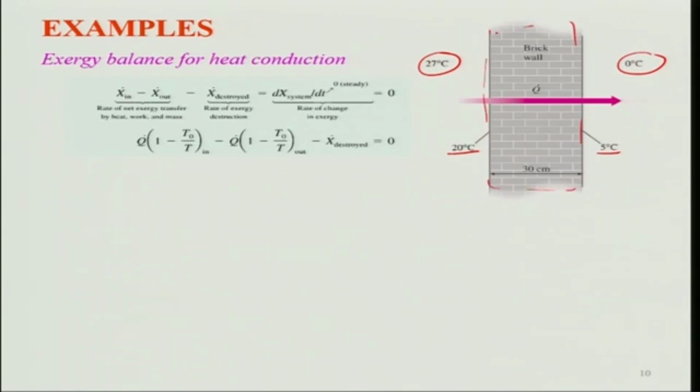In that case you can write this expression in this form, where you have heat transfer in and out. That means the contribution of exergy in and out is due to the heat only, which is written in this form. Then you have the exergy destroyed. For the steady state condition this will be 0, and then the exergy destroyed can be directly calculated. So this will be your exergy destroyed within the system.